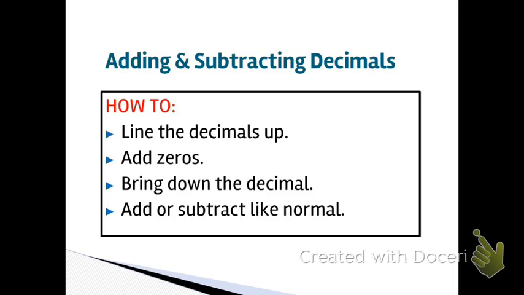So the steps are really simple. Line the decimals up, add some zeros to make them all the same length, bring down the decimal into the answer, and then add or subtract like normal. You can kind of ignore the decimal once you put it in your answer. That's the great thing about decimal operations, is that usually you can ignore the decimal until you get done.